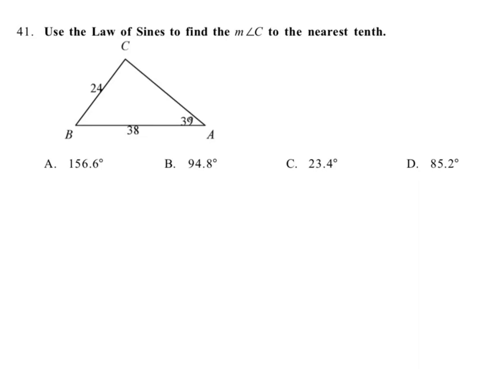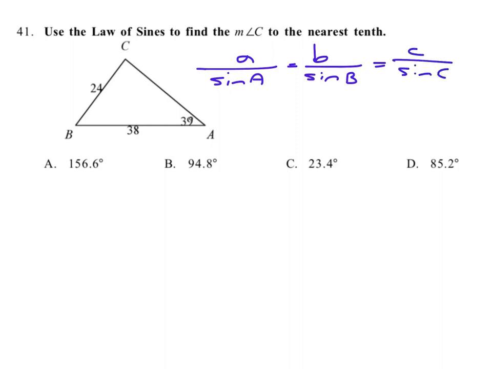Okay, law of sines. We are going to find C now. So what do we have? Well, remember what it says. Side A over sine of angle A equals side B over the sine of angle B equals side C over the sine of angle C.